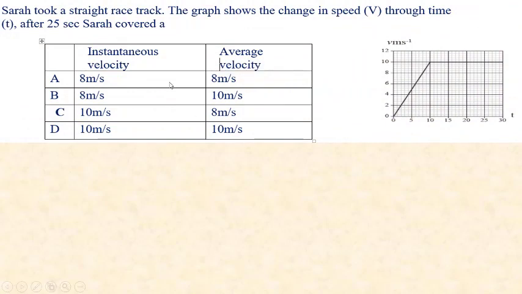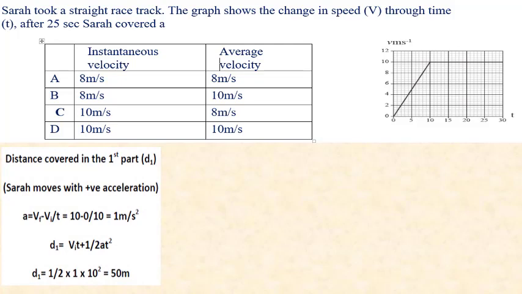In this question, Sarah ran on a straight race track. The graph shows the change in the speed V through time T after 25 seconds. Look at this graph, and you have to get the instantaneous velocity and the average velocity at 25 seconds.